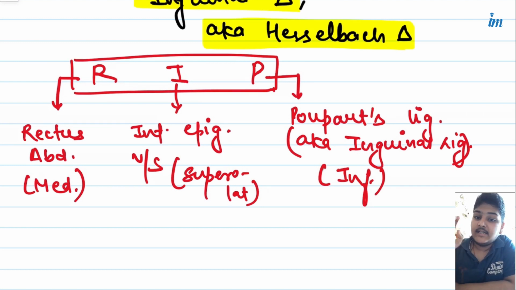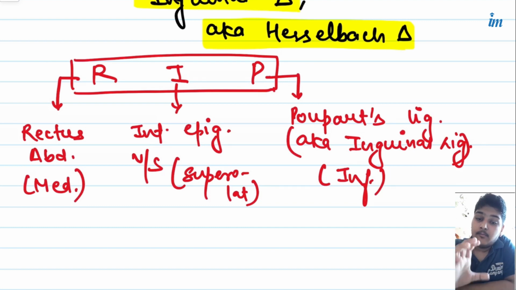Now, it passes through the deep inguinal ring and traverses through the inguinal canal. If your processus vaginalis is completely patent, then it also crosses the superficial inguinal ring and enters the scrotum. Therefore, it is not directly protruding out. It is protruding out with a series of events: deep inguinal ring, inguinal canal, superficial inguinal ring, and then the scrotum.